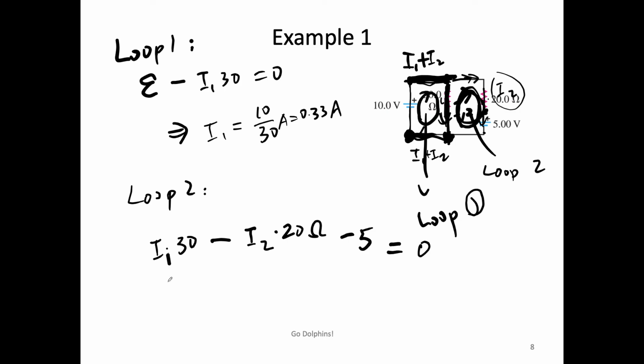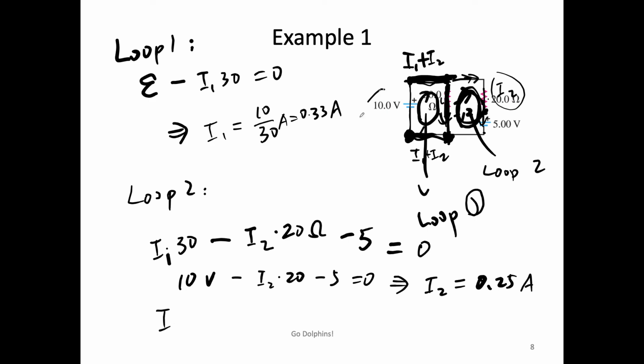And I already found I1. I1 times 30 ohms gives me 10. And I can solve for I2. The current going through the 20 ohm resistor is 0.25 amperes. So the current going through this 10-volt battery, which is the total current I1 plus I2, will be 0.58 amperes.